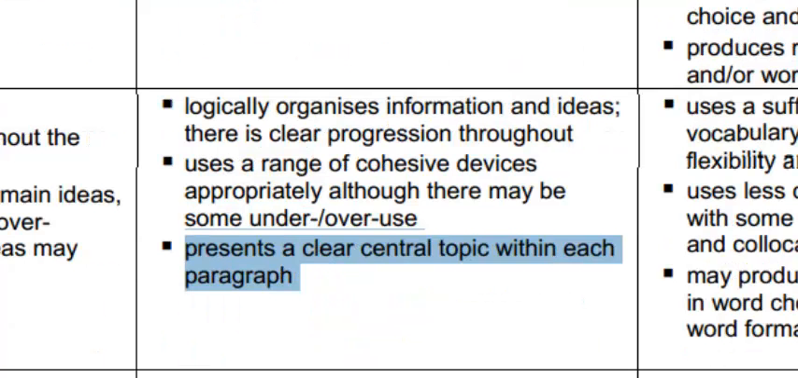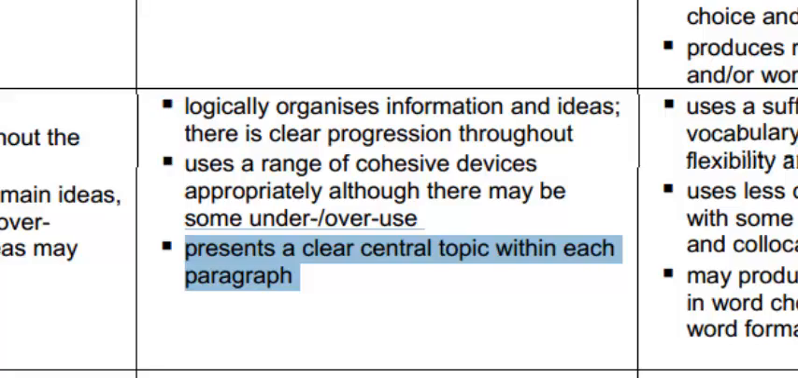Whereas if we look at band score 7, the criteria reads presents a clear central topic within each paragraph. Now this means that every paragraph you have must have a topic sentence. This is a difference between band score 7 and band score 8. And it also means that all of the sentences within your paragraph relate back to this topic sentence and support and extend the idea, the main idea, contained within this topic sentence.